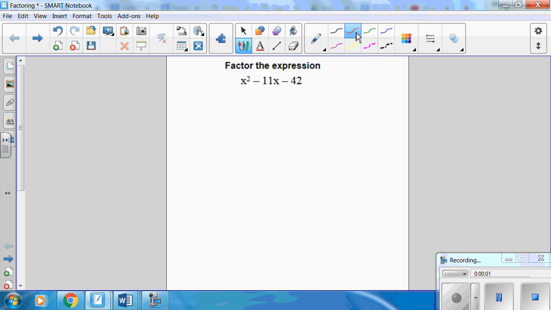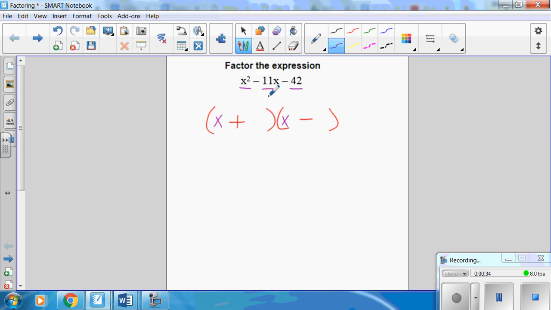All right, so let's start by looking at the second sign here. It's a negative. So that means the signs that you plug in are going to be different. And then you need two terms, this term and this term, to multiply to give you x squared. So that's just going to be x and x. Then you need this term and this term to multiply together to give you 42. And since the signs are different, we need those numbers to have a difference of 11.